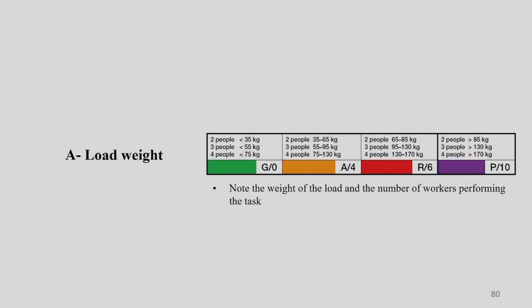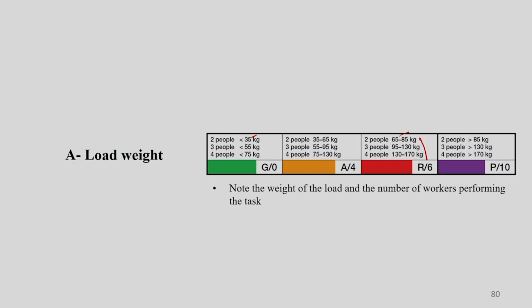Okay, you look at it, it is kind of double. Here it is green if it is 35, now here it is 65 to 85 kg, still it is 2 persons. In that case what is happening? It is red, 95 to 130 kg and 3 persons, then it is again red, and 130 to 170 kg by 4 persons, then again it is red. And if all are more than these upper values, then definitely it is purple or 10.